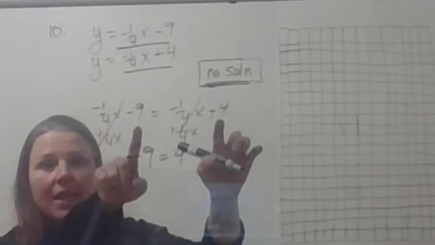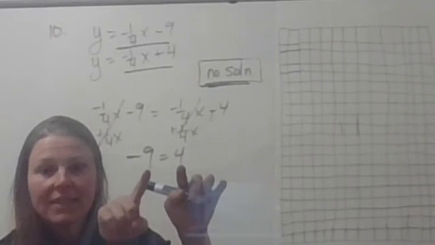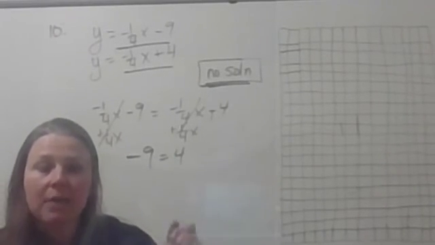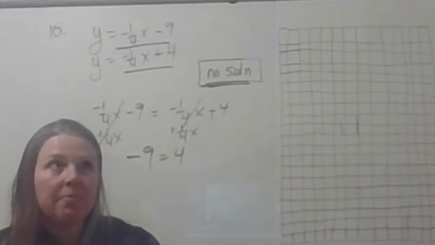If these were the same exact number and you got the same number, then you would have all solutions because the line would actually be the exact same line.